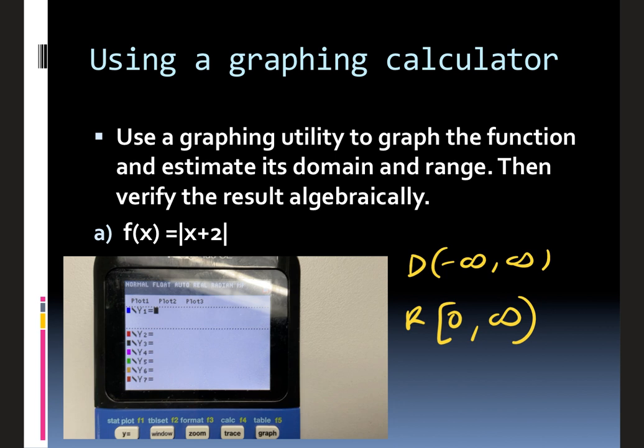The second part says verify the result algebraically. So if you think about what was our test for domain algebraically, what did we do last week when I gave you an equation and said find the domain? What restricts domain on an equation? Variable in the denominator. Is that happening? No. What else? Variable in the square root. Is that happening? No. Combination of the two. It's not happening. So there's no restriction on this, which is consistent. Okay. So when it says verify algebraically, the test would be for domain.